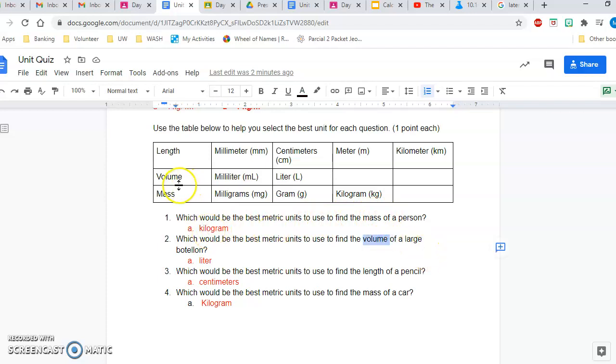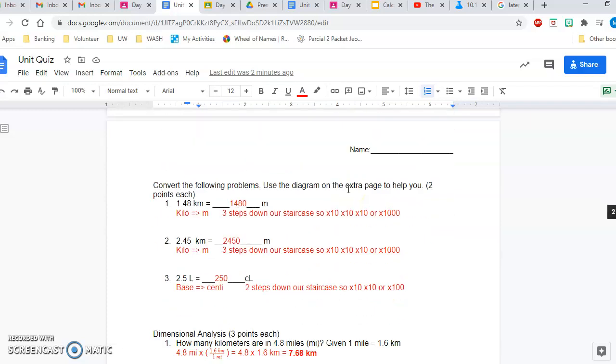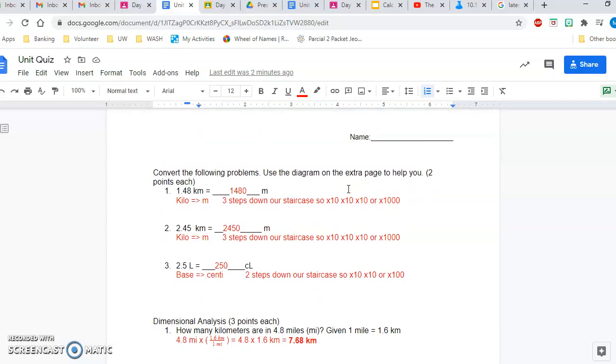For the volume of a botellón, a large botellón, we said liter would be best. For the length of a pencil, we said centimeter. And then for the mass of a car, just like the mass of a person, we're going to do a kilogram. The next part was some simple conversions.